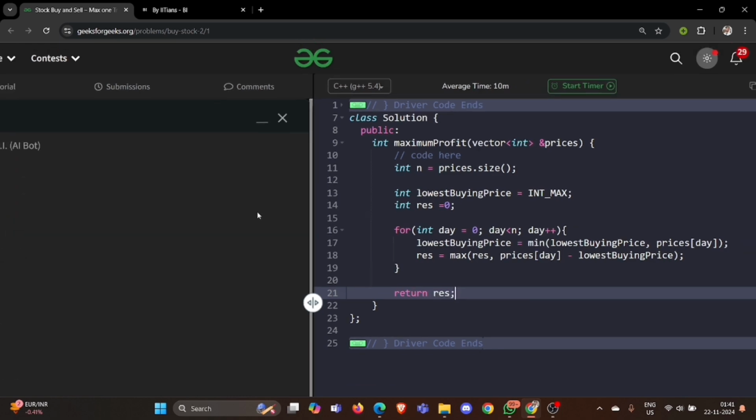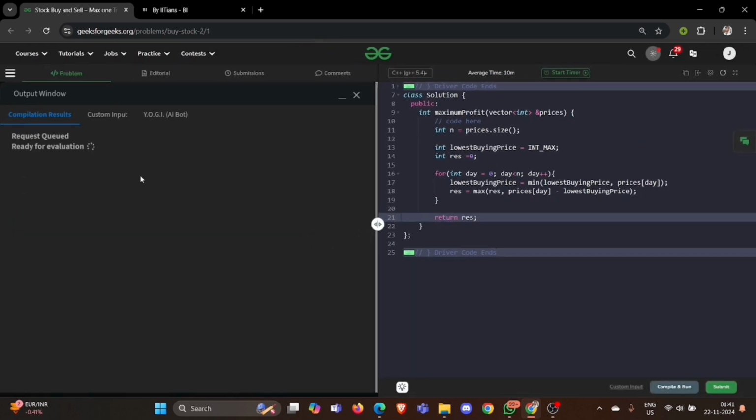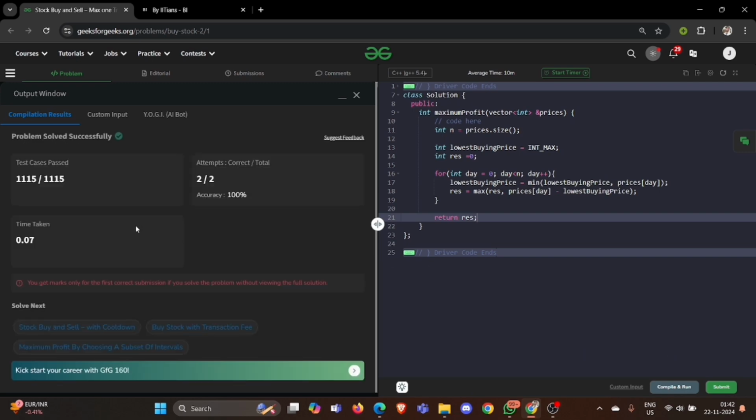Let's see and run. Okay, so it is giving us the correct output. Let's submit our code. As you can see, it got accepted.